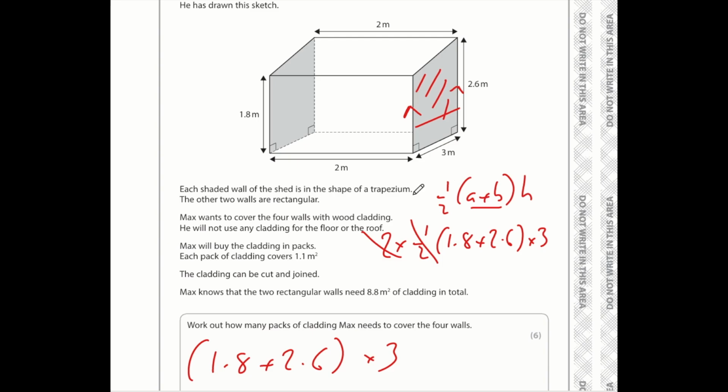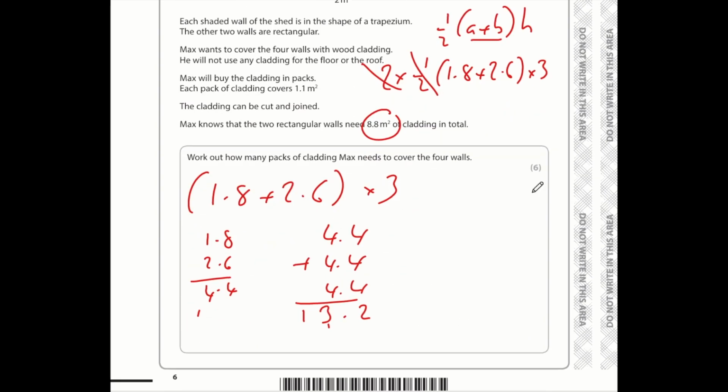Okay, so the area of both of those is 13.2, and we've been told that the front and the back are being clad as well, and that is 8.8. So what is 13.2 plus the 8.8? Put in a decimal point. 2 plus 8 is 10, carry 1. 8, 9, 10, 11, 12, carry 1. 1 plus 1 is 2.